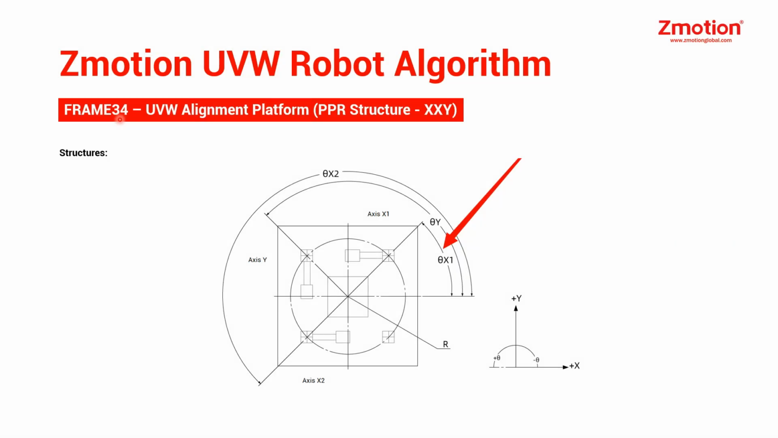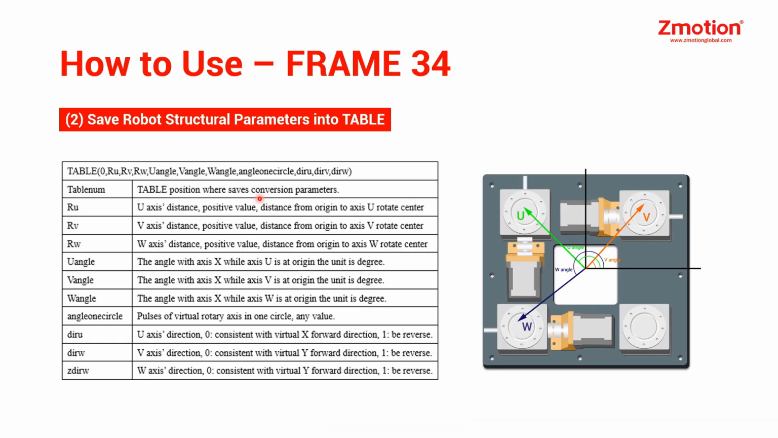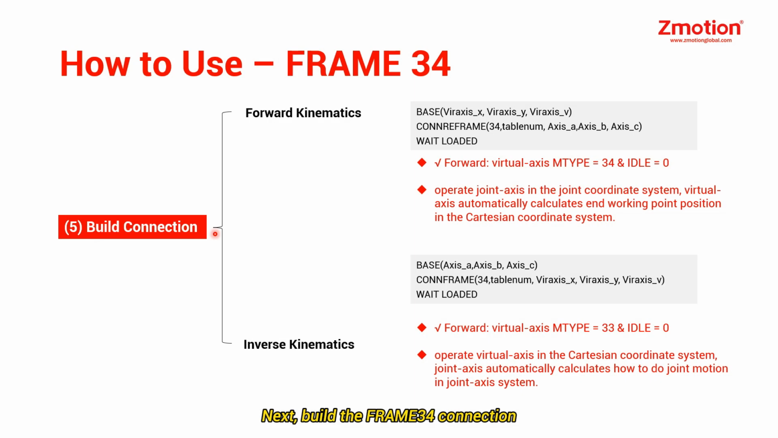OK, see frame 34. It corresponds to the PPR structure in the XXY direction. For the building steps, same as 33, but with different parameters. Parameters are these: the axis distance from the origin to each axis rotate center. Then, angles, pulses, and directions. Next, build the frame 34 connection.